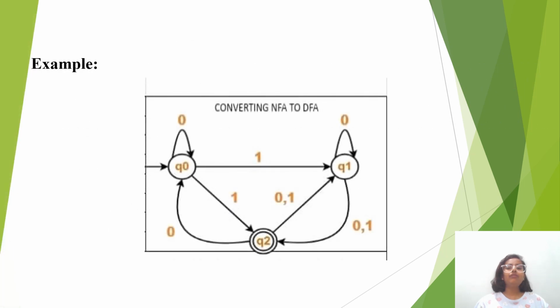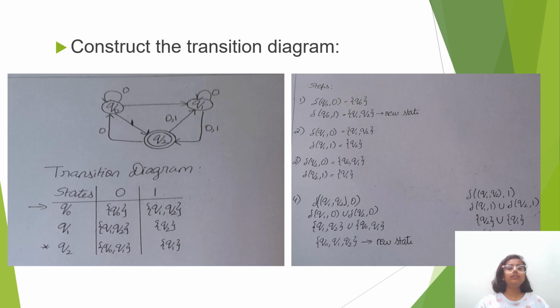This is the example for converting from NFA to DFA. Here Q0 is the first state and there are three states Q0, Q1 and Q2. Q2 will be the final state and Q0 will be the starting state. We can see the construction of the transition diagram. Q0, Q1 and Q2 are the three states in the NFA to DFA. The transition table states are Q0, Q1, Q2 and the inputs are 0 and 1.